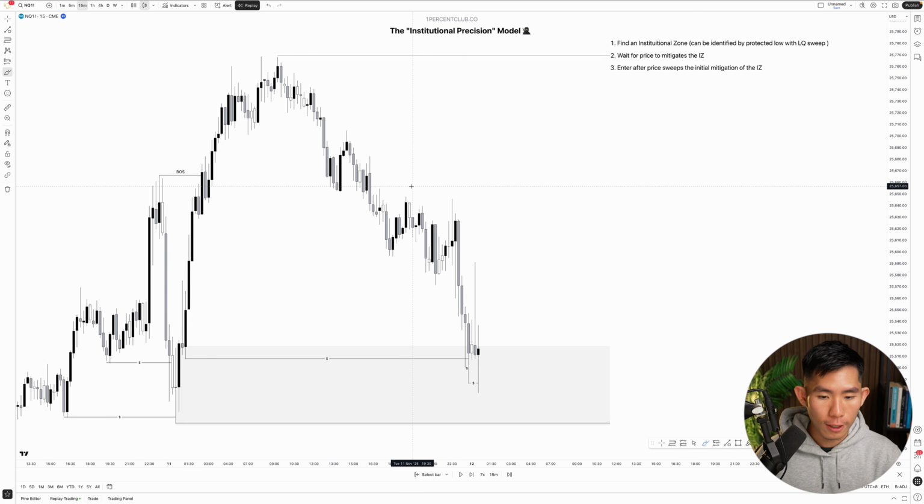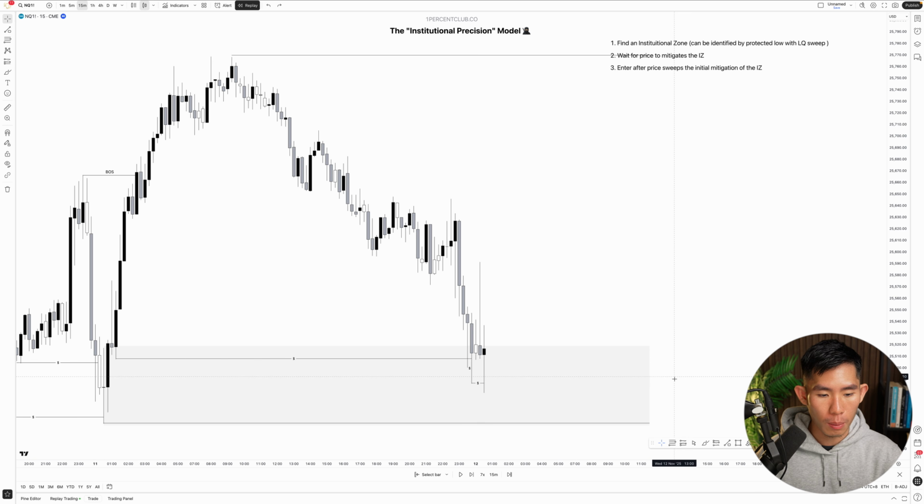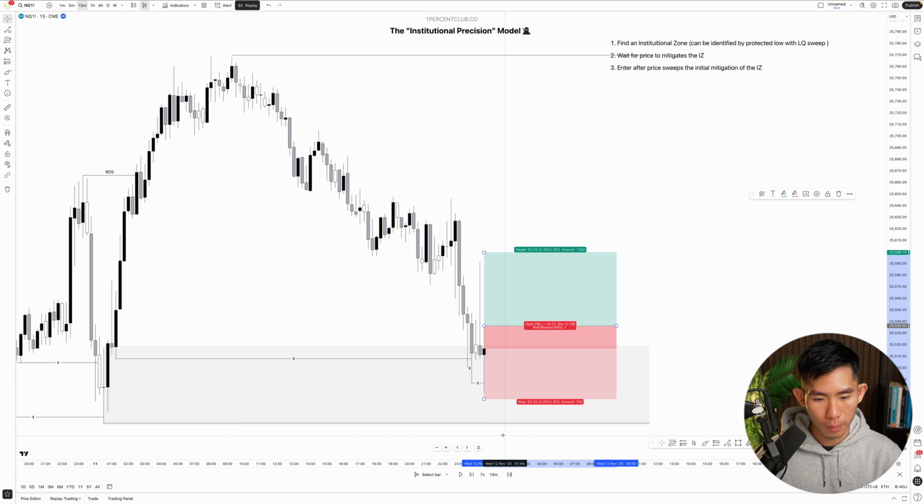But if you're day trading, you're much better off waiting for price to once again sweep the initial mitigation on at least the 15-minute time frame, right? This is the initial mitigation. Wait for that to get swept, and then you make your entry from here, right? So at this point of time, initial mitigation has been swept, all the available liquidity has been swept as well. Price is most likely going to respect this protected low, this demand zone that we have marked up over here, which means that I'm going to look for longs right here.